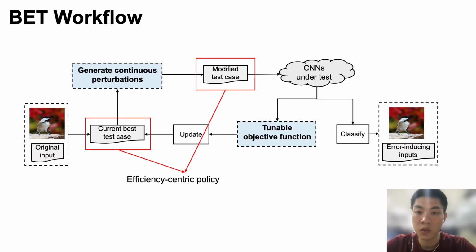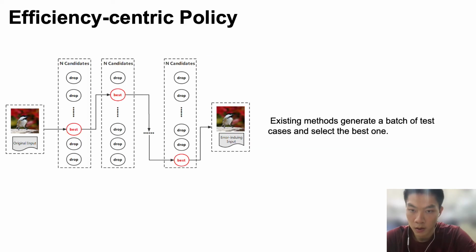After we have determined how to generate perturbations, we further design an efficiency-centric policy to improve testing efficiency. We first analyze the algorithm utilized by existing black box testing methods. We find existing methods tend to generate a batch of test cases in each iteration. Then choose the best one for the next iteration. However, generating multiple candidates brings the query redundancy problem, as all candidates need to query the target model for results.